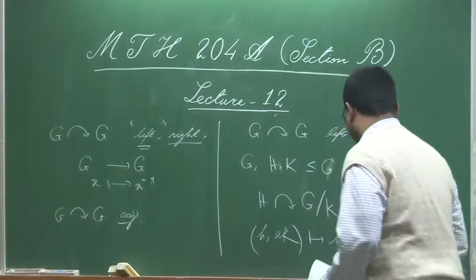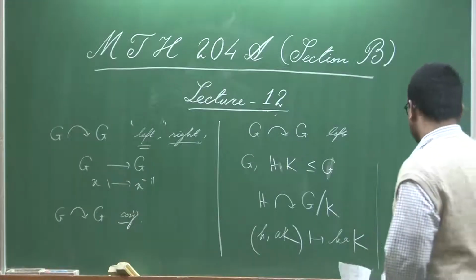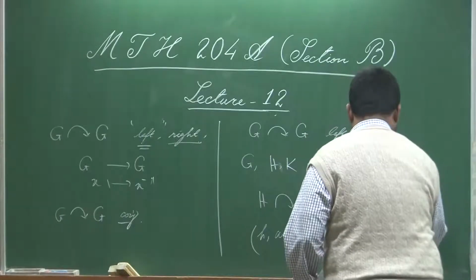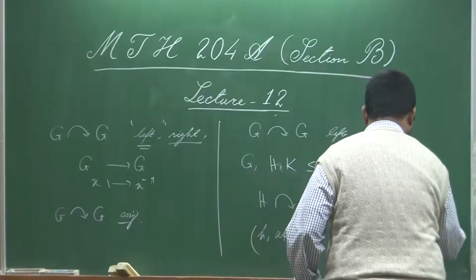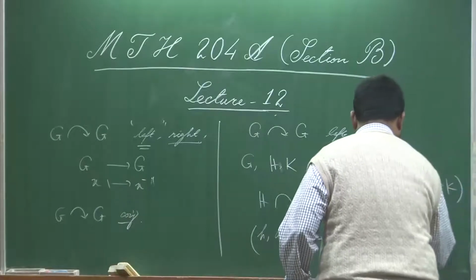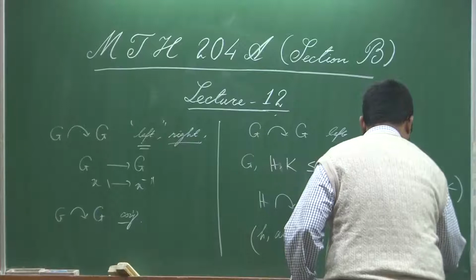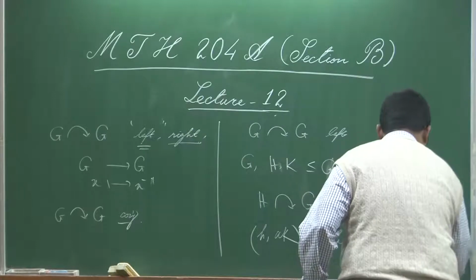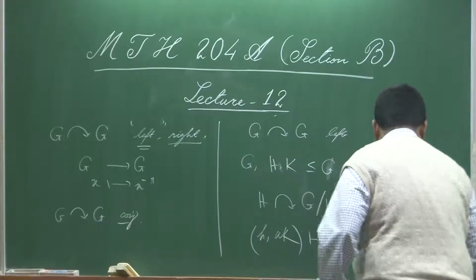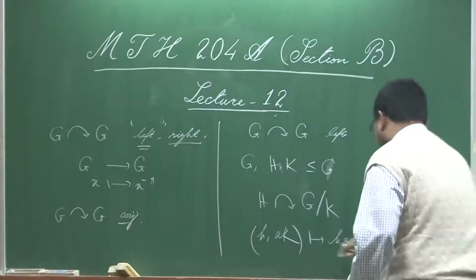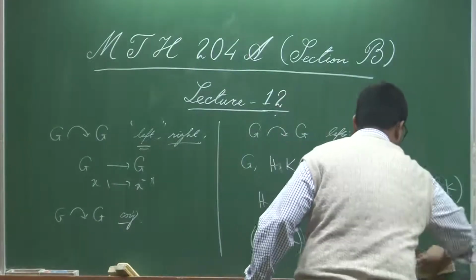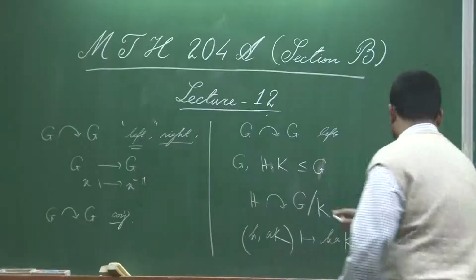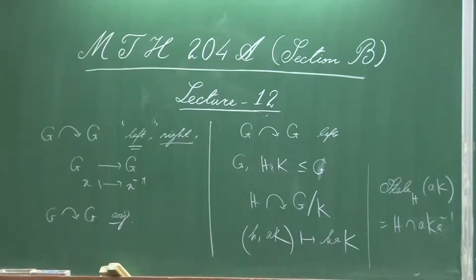We have already also seen that this action need not be transitive, and the stabilizer of a coset is basically, so that means haK is aK. So, a inverse ha belongs to K, hence h belongs to aKa inverse. Thus the stabilizer is H intersection aKa inverse. This is what we have already seen.